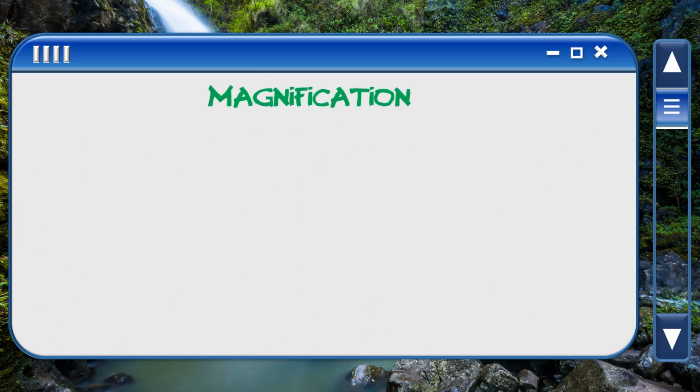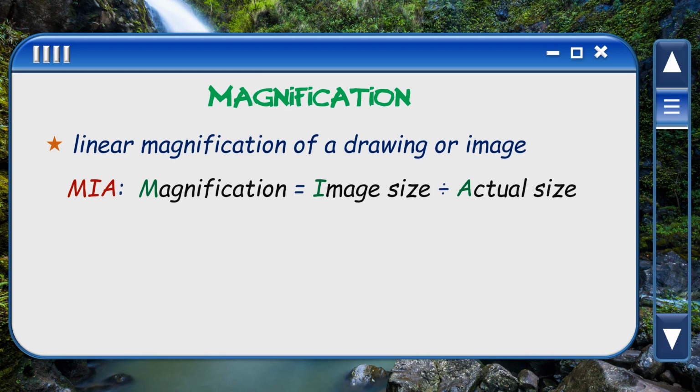Let's now talk about magnification. We have linear magnification over drawing or image. That one we can call MIA, where we shall say that magnification is equal to the image size divided by the actual size. That is when we are carrying out linear magnification. We can use MIA: you get the image size and divide it by the actual size.